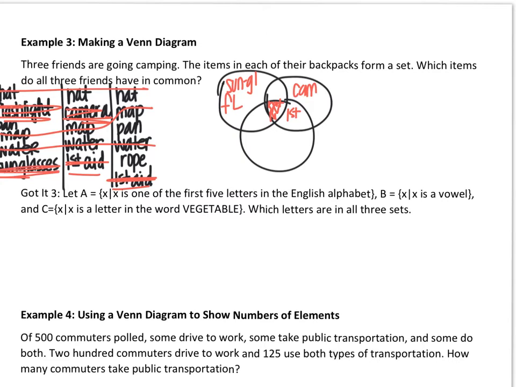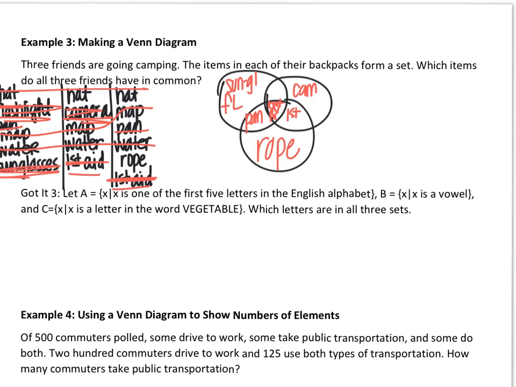Now the third circle, I have a pan, and a pan that shares with the first. So it's going to be pan. And then I've also got a rope that is only in the third circle. And that's what your Venn diagram is going to look like.